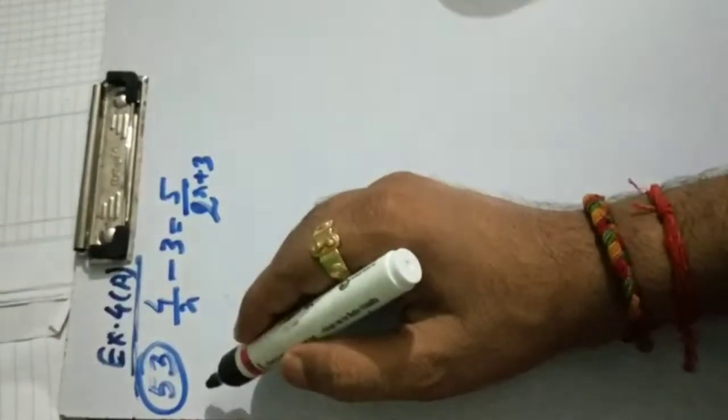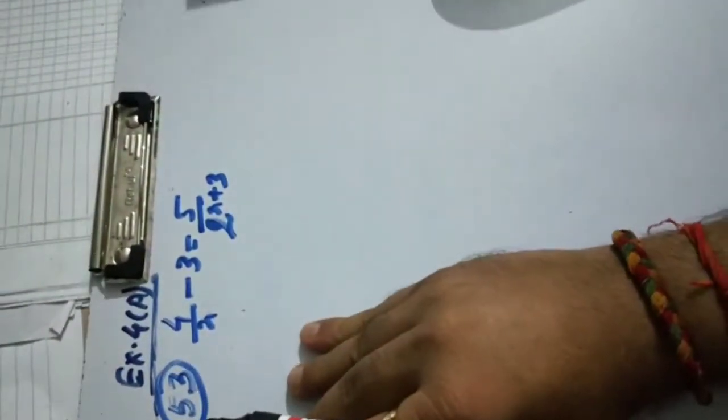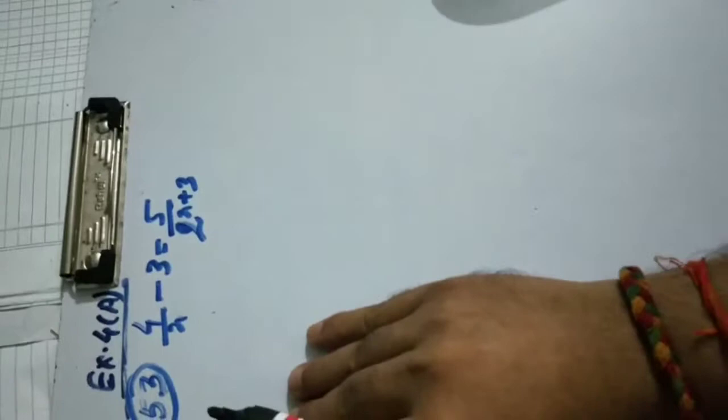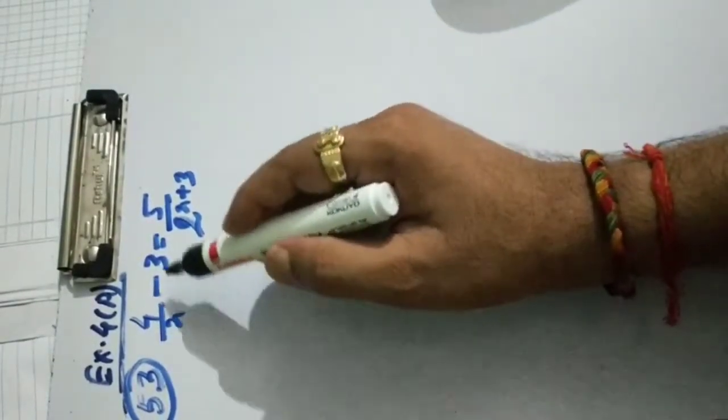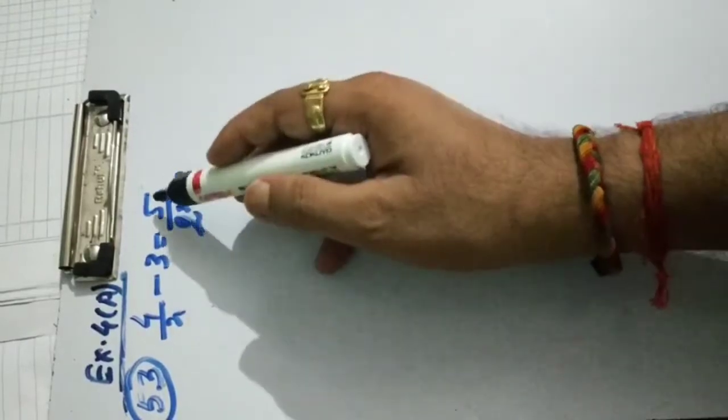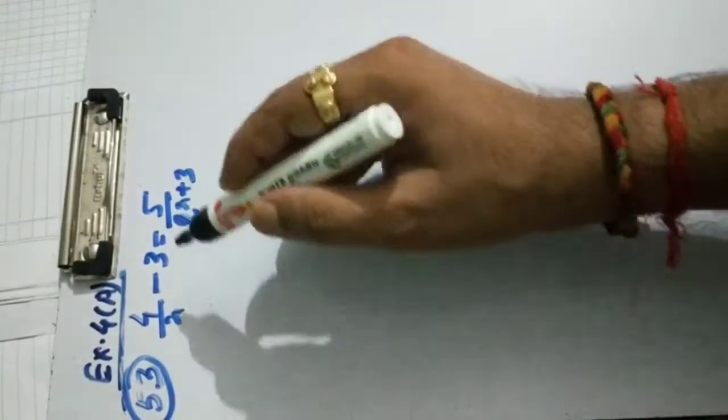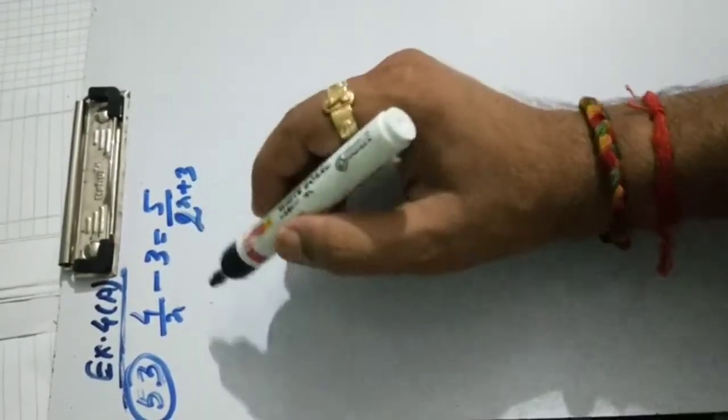See question number 53. Now let us see question number 53. The question is 4 upon x minus 3 is equal to 5 upon 2x plus 3. We have to solve for x.